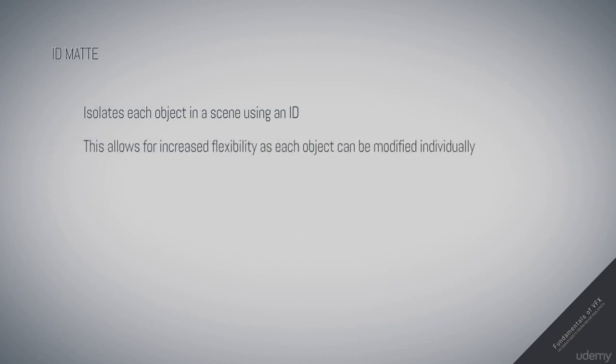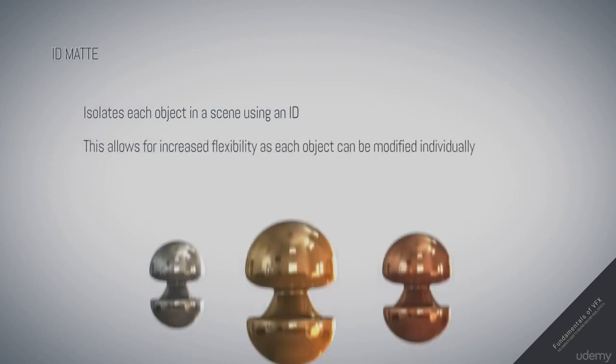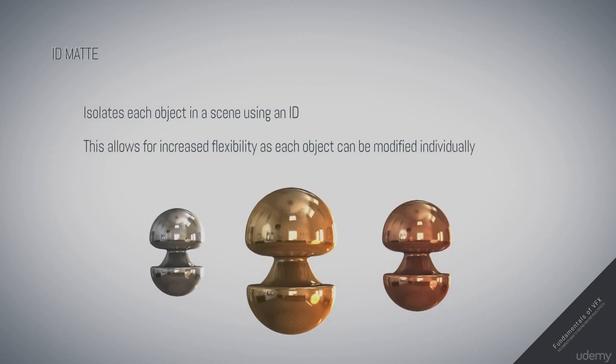The ID matte isolates each object in a scene using an object ID, or a material ID. This will come in handy because you can control and modify each element individually without affecting the rest. Therefore, you no longer need to waste time and energy rendering each element separately.